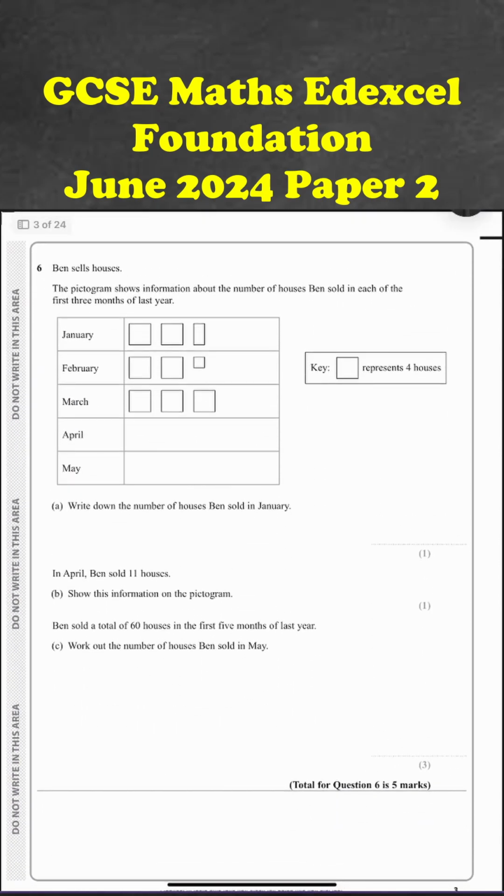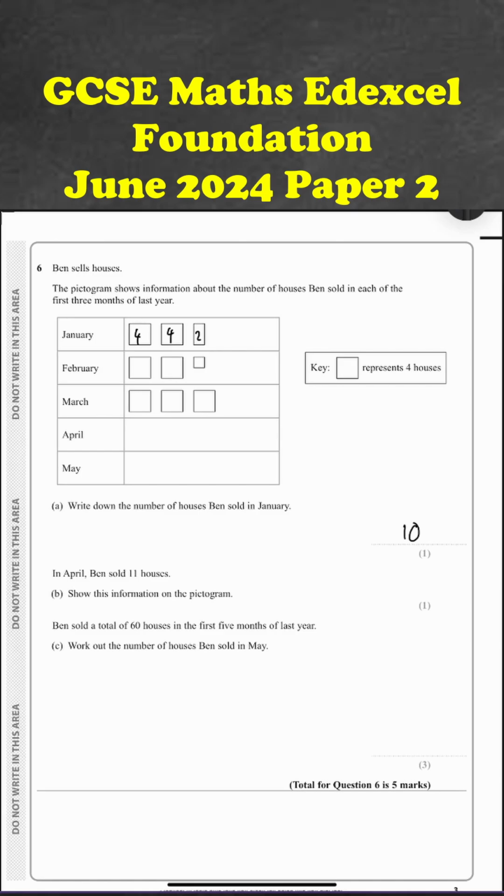Question number 6, Ben sells houses. The pictogram shows information about the number of houses Ben sold in each of the first 3 months of last year. Part A, write down the number of houses Ben sold in January. We know that each full square is worth 4, so we have 4 here as well, and that's half of a full square, so that's going to be 2. So the number of houses he sold in January is just 10, 4 plus 4 plus 2.